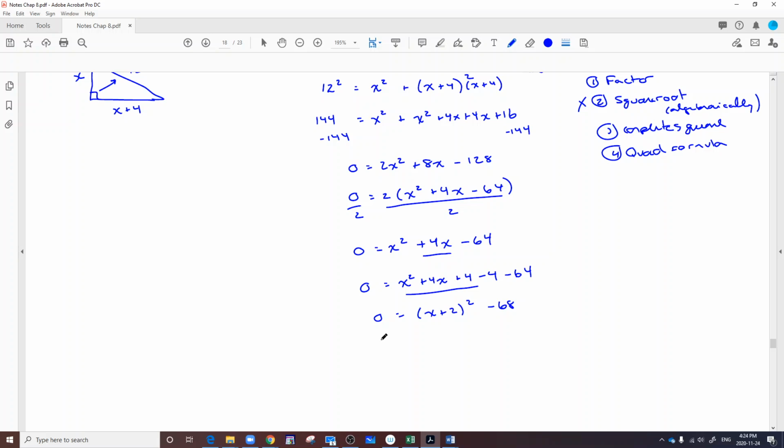So I'm going to add 68 to both sides, and then I'm going to take the square root. So I'm going to get x plus 2 is equal to plus or minus the square root of 68. And then I'm going to subtract the 2. And I'm going to make sure that 68 is simplified.